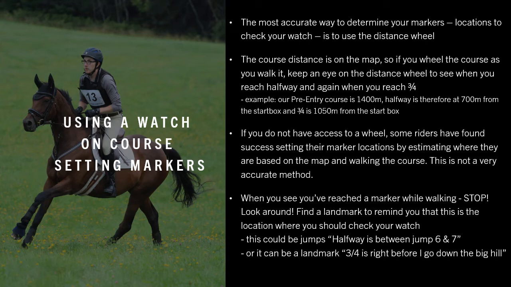And so when you're deciding where your marker is or when you've reached a marker, based on either your guess or based on the wheel, stop and look around because you're going to need a landmark, right? You're not going to have the wheel with you when you're on course and you're not going to remember exactly where it was. So you need to look around and say, okay, when I pass that tree, there's a big white tree, I'm going to check my watch. I like to use jumps, so halfway between jump 6 and 7 is my halfway point.